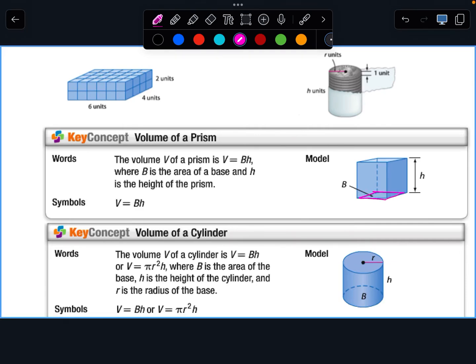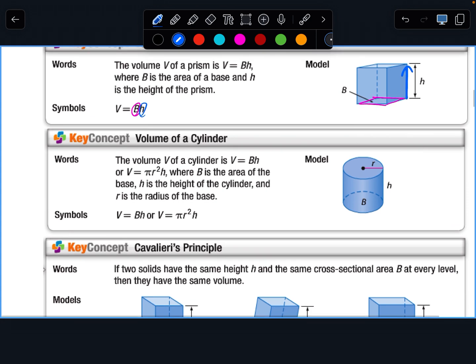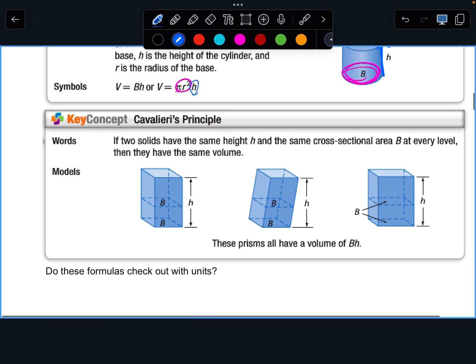So you're going to find whatever the base is and stack it h high. Okay, that's it. You multiply the area of the base times the height. Cylinder, if you want to be fancy, find the area of a circle. So change it to pi r squared if you want, but that's just because it's a circle. Then you're going to stack it h high. Same formula. This is Cavalieri's principle.